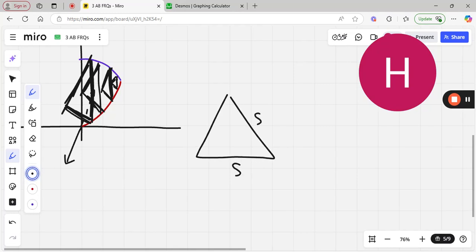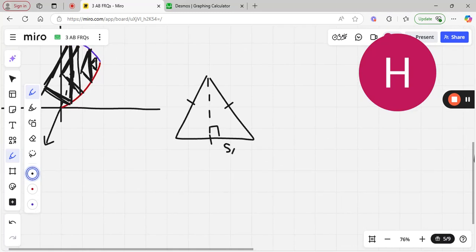This is S, this is S, this is S. Or I could just say bam, bam, bam. So these are all 60-degree angles. If I split this down the middle, you should be familiar with this practice. Then this turns into S over 2. This stays S. And this would be S root 3 over 2.